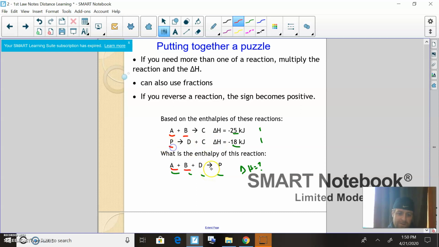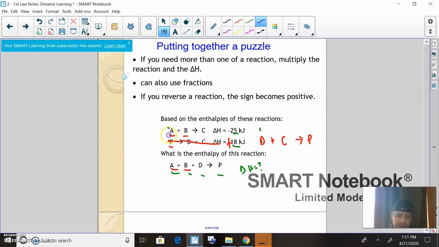But this P needs to be a product. So what I can do is I can say D plus C goes to P, and I flip it, and it makes it plus 18, all right? So now what I can say then is that reaction, I flipped it. What I want to do then is just make sure that the intermediates cancel each other out as well.